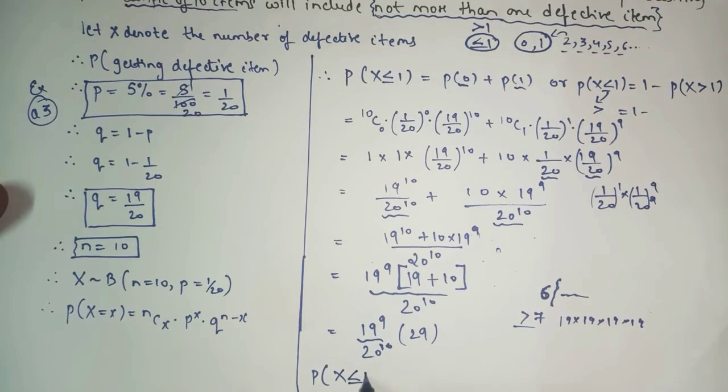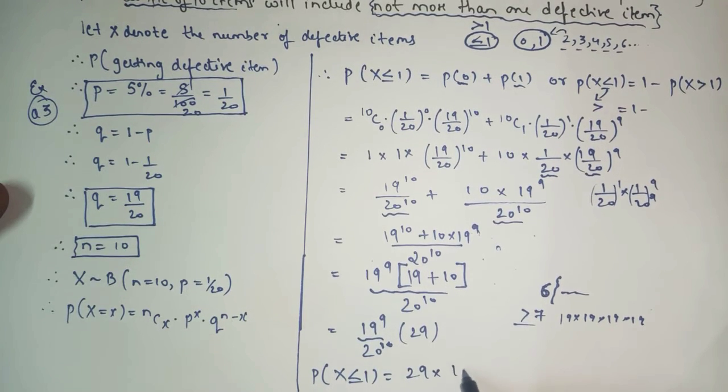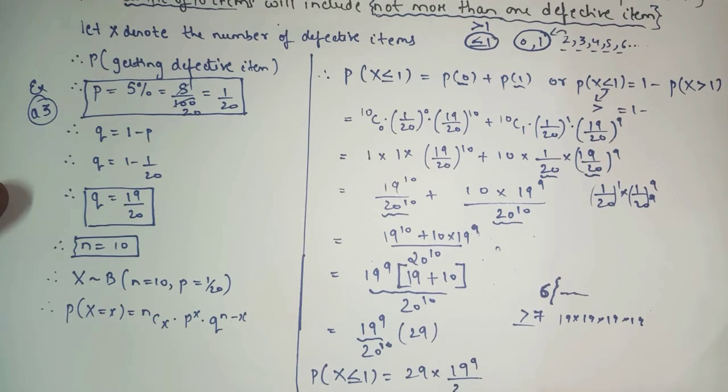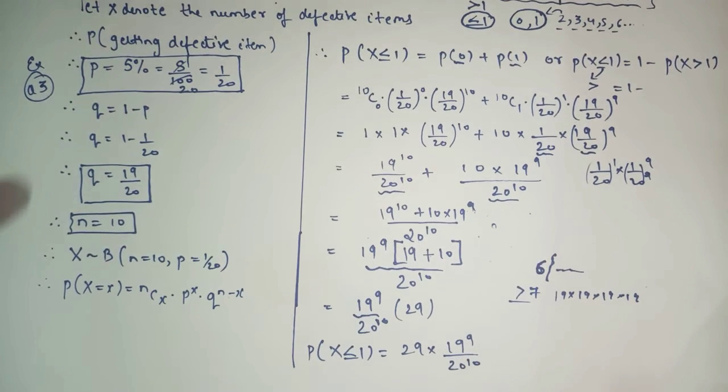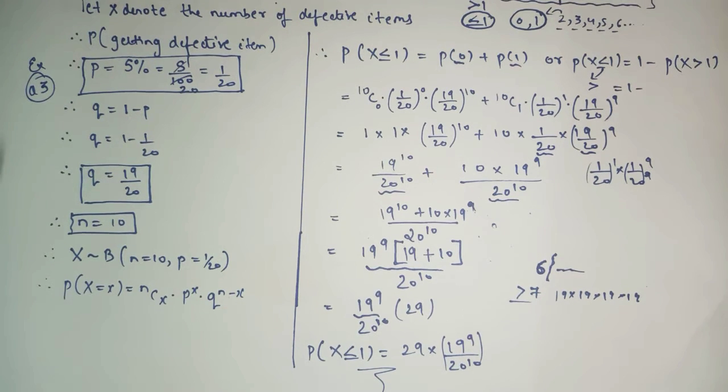So here clearly we can see that the final answer for x less than or equal to 1 we can write as 29 into 19 raised to 9 upon 20 raised to 10. Okay, understood? So this is the final answer for question number 4.